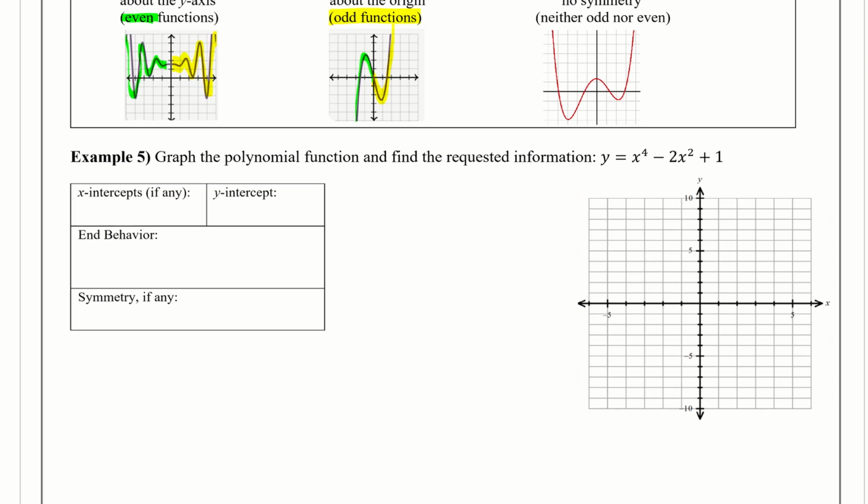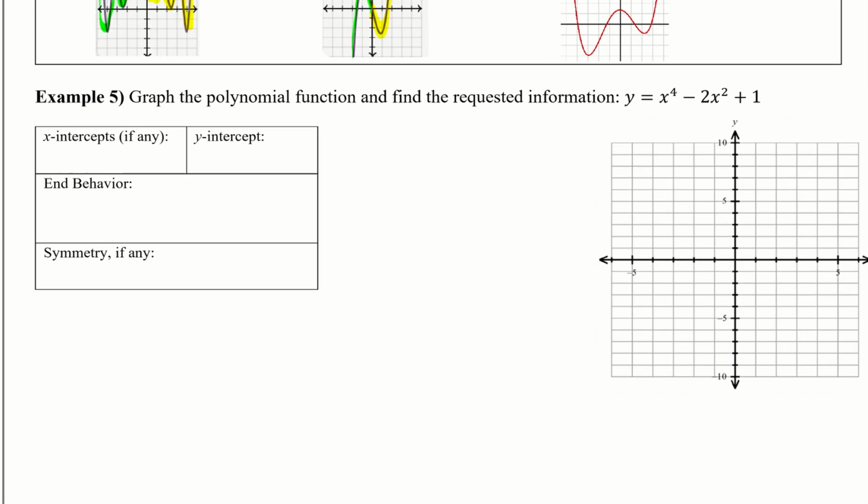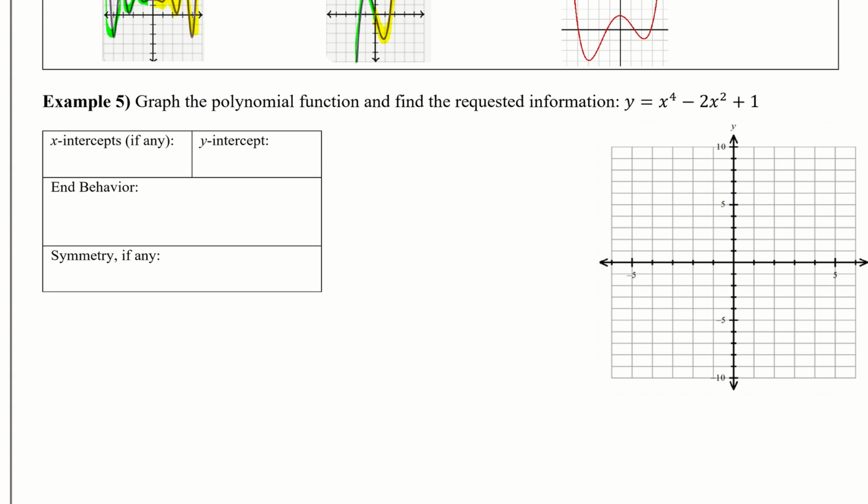Okay, let's take a look at this one right here. Let's start with x-intercepts. To find x-intercepts, I'm going to solve this by factoring. So I'll plug in a 0, and I want to work on factoring this expression. Since I have this even power, I can factor this in a very similar way to a trinomial, but instead of x and x in my factors, I'll have an x squared. Then I'm looking for factors of 1 that add up to -2. The only factors of 1 are 1 and 1. To get them to combine to -2, they'd both have to be negative.